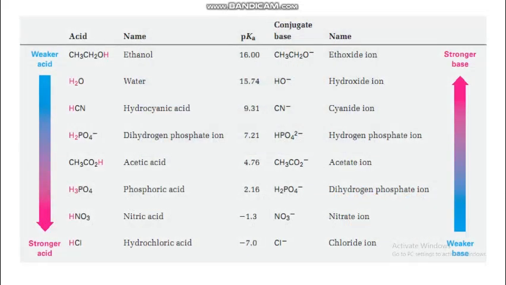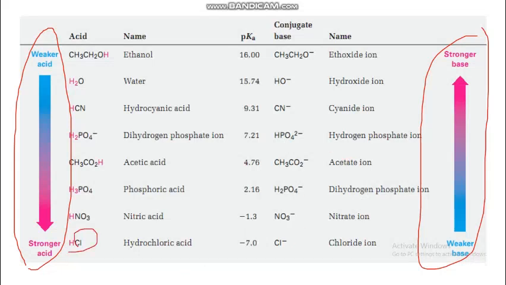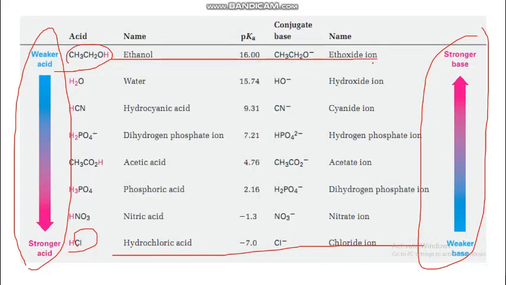So here is a table of our acids and their respective pKa. So notice in our table that there is an inverse relationship between the acid strength and the base strength. Okay, yung conjugate base niya. So, a stronger acid, for example, the HCl, has a weak conjugate base. And a weak acid like ethanol has a stronger conjugate base.